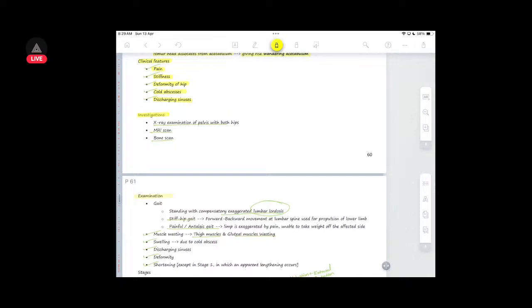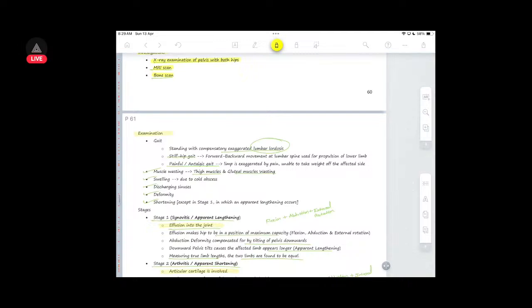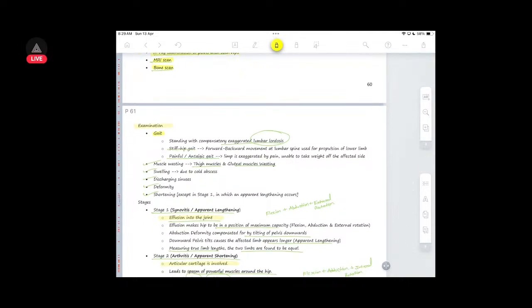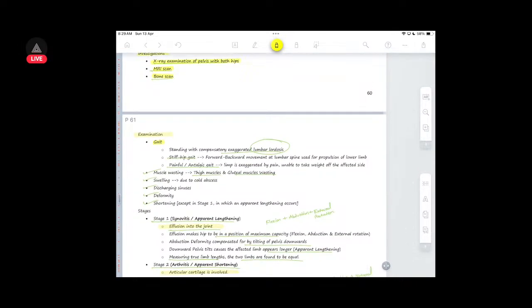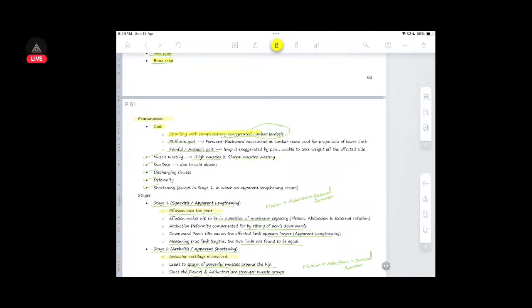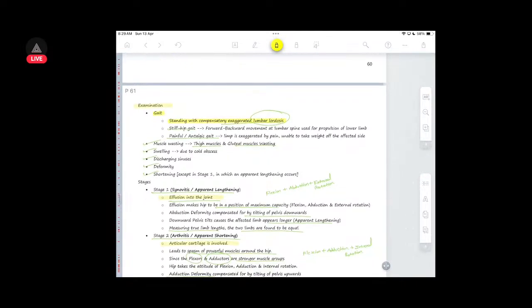So investigations, you can perform X-ray examination of the pelvis with both hips, and you can do an MRI scan and a bone scan. So that was investigation: X-ray, MRI, bone scan. Examination, you can do standing with compensatory exaggerated lumbar lordosis. They'll be standing with a lot of lumbar lordosis. They'll have a stiff gait, and forward and backward movement of the lumbar spine is used for the propulsion of the lower limb.